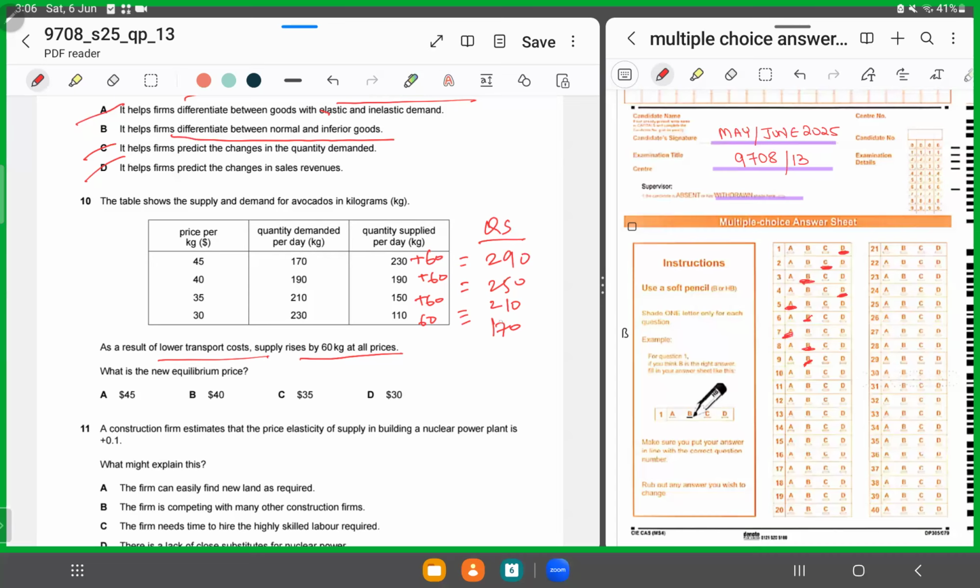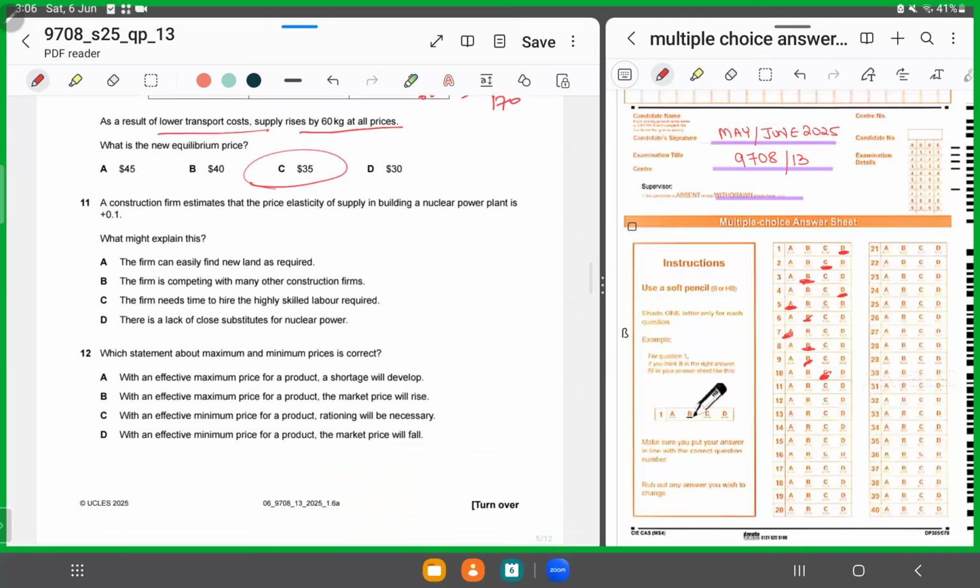So now, what is the equilibrium price? Equilibrium price is where the quantity demanded is equal to the quantity supplied. Hence, the price turns out to be $35. So that's option C. So for 10, we'll shade in C as the correct answer. I hope you've understood. Moving forward, MCQ number 11.